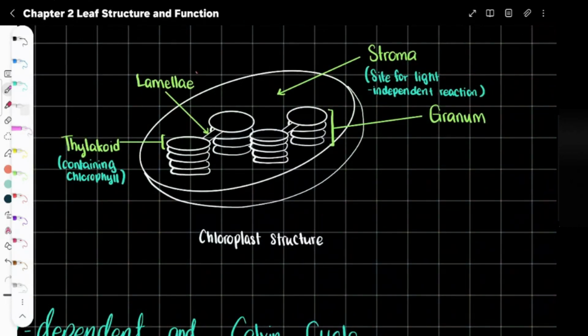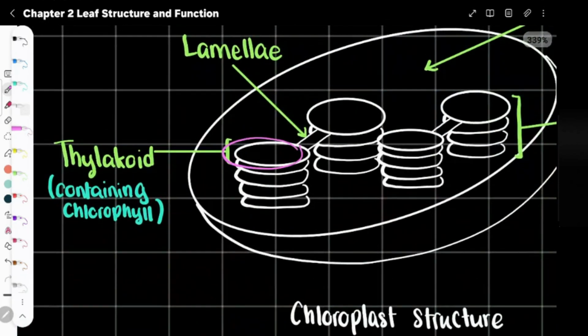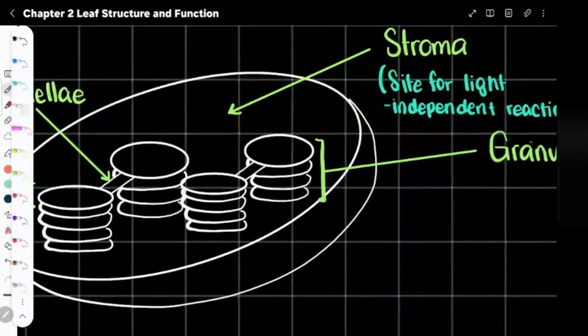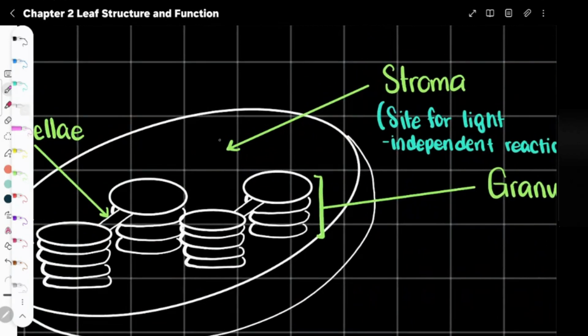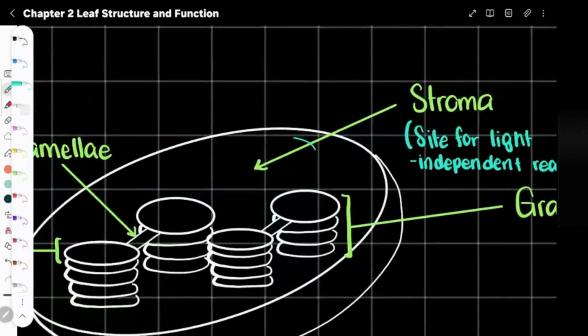So chloroplasts have lamellae and thylakoid and also stroma and granum, right? So just look here. A single thing here is called a thylakoid. But if you have a lot of them stacked together, it becomes a granum. Okay, that's all. And then stroma is the liquid here. It's the equivalent of cytoplasm in an animal cell. You have to know it is the liquid inside the chloroplast.